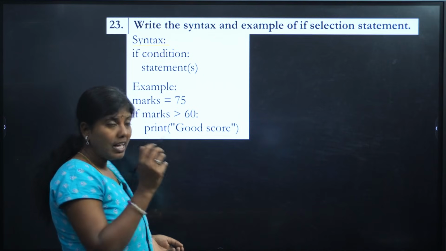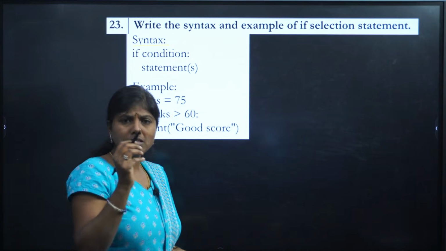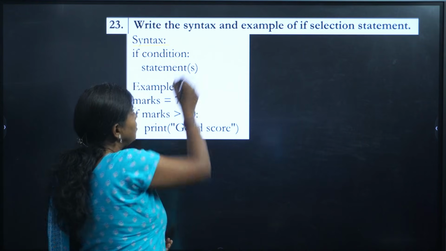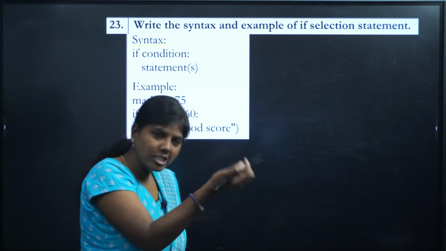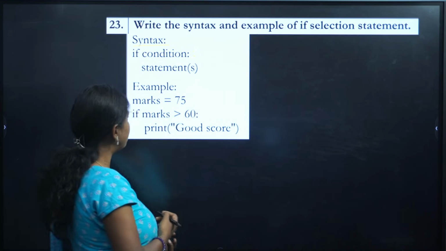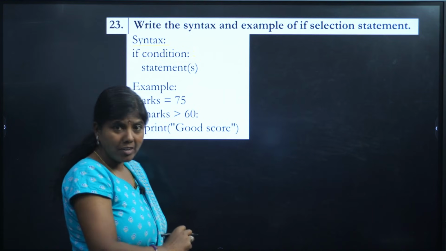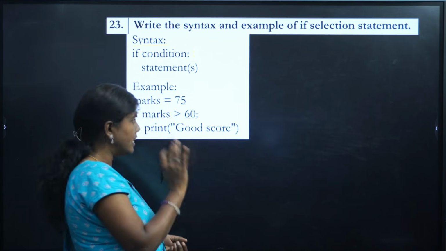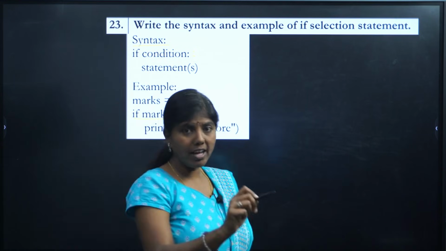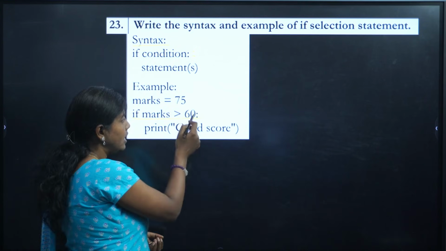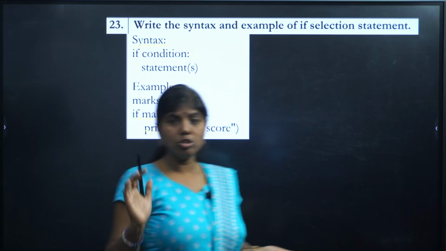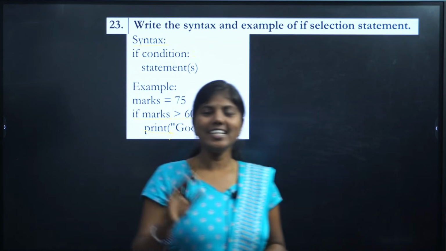And remember that in any of the selective statements, in any of the iterative statements, you need to have a colon there. If the condition is satisfied, the rest of the statements will be executed. Very simple, one example they've taken here. Marks equals 75. One variable is declared and 75 is there. If marks is greater than 60, definitely it satisfies the condition, this statement will be executed. Good score.